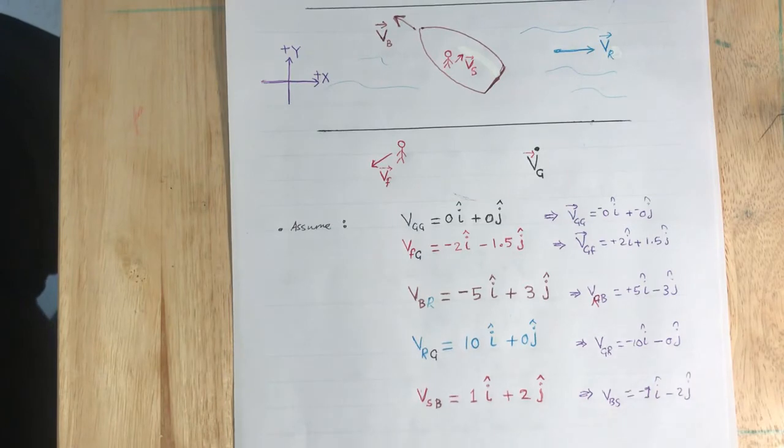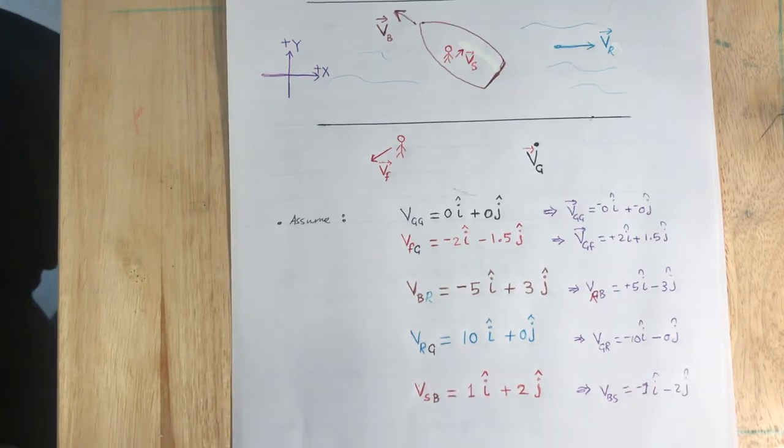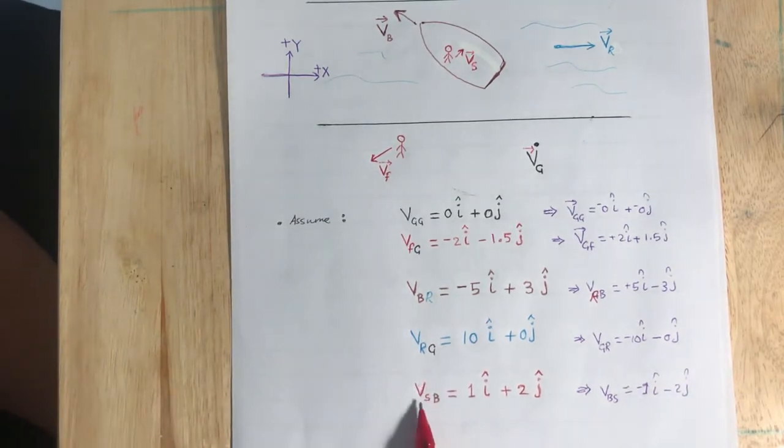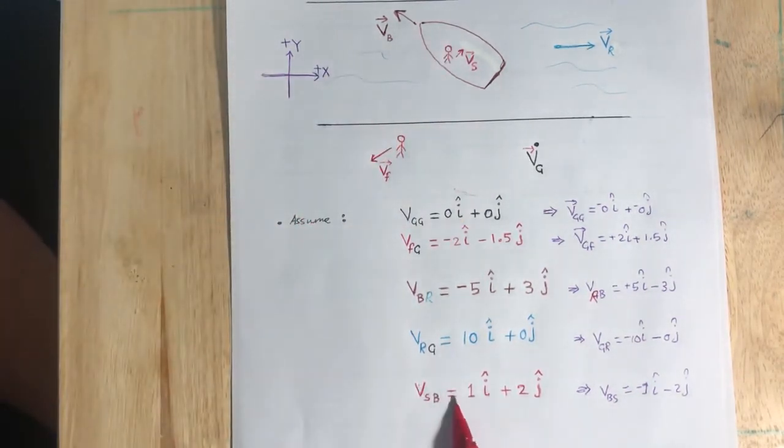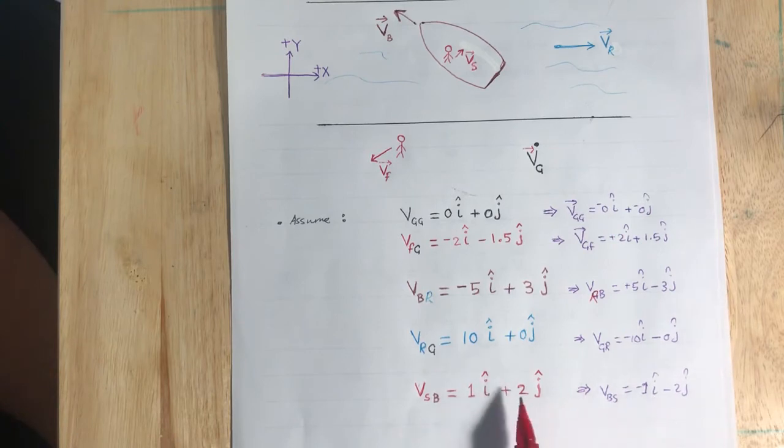What is the velocity as given? It is given: the sailorman with respect to the boat, inside the boat, is 1 i hat plus 2 j hat. What is the velocity of the boat with respect to the sailorman? It is -1 i hat, -2 j hat.